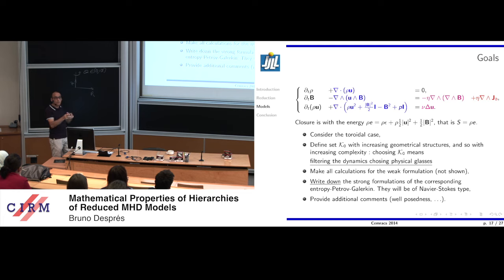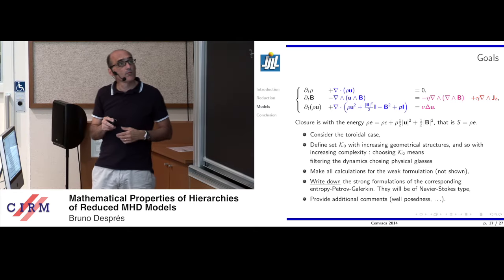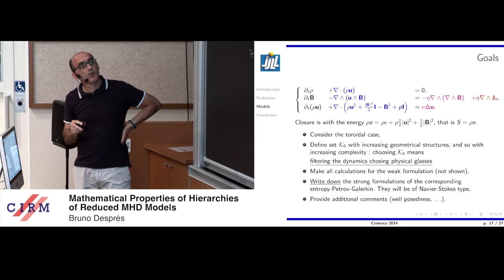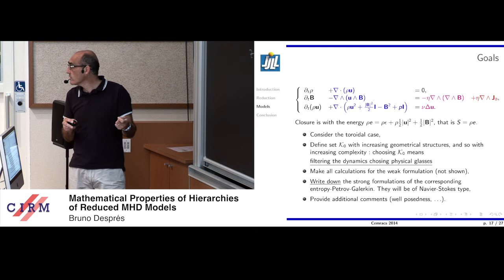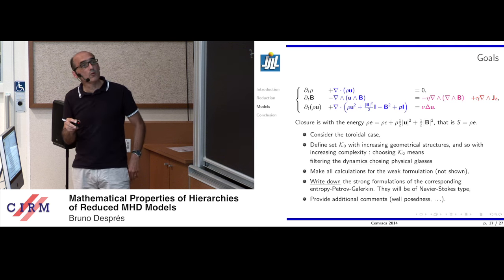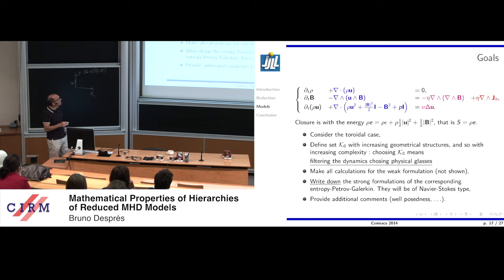So perhaps people coming from physics can tell me, oh, this is a good set K. If you give me a set K that is okay for you, I can just write the equations with that method at least, and make all the calculations for the weak formulation. But in certain cases, besides the weak formulation, you can also write the strong formulation of the equations. The strong formulations are better for interpretation. So I will write the strong formulation, and you will see that they have all the structure of the Navier-Stokes equations, and perhaps additional terms.